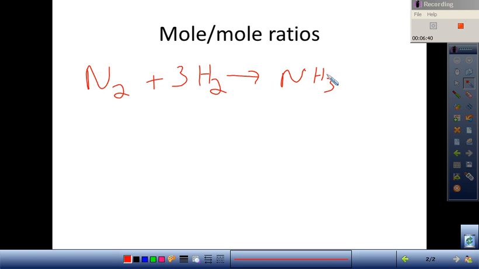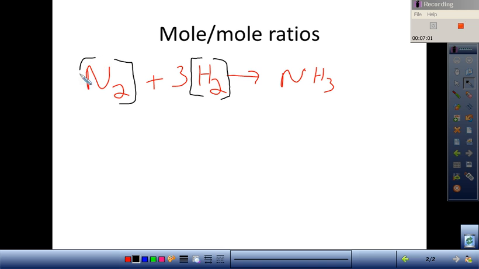This is ammonia gas. Now, we remember on writing these equations, we have the subscripts here, and we have the coefficients. The coefficients are obviously the big number in front. Now, I'm just going to bracket these guys. I like to bracket them.